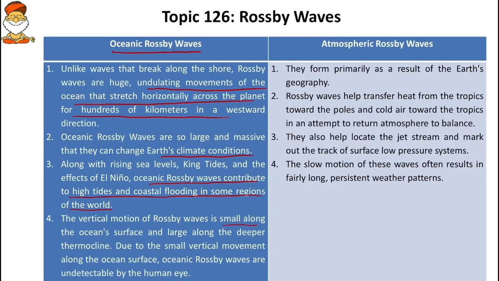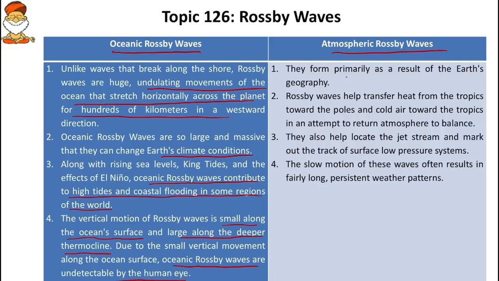The vertical motion of Rossby waves is small along the oceanic surface and large along the deeper thermocline. We know that the thermocline means the transition area between the ocean's warm upper layer and the colder depths. Due to small vertical movement along the ocean surface, these oceanic Rossby waves are undetectable by the human eye. So scientists typically rely on satellite radar in order to detect the massive oceanic Rossby waves.